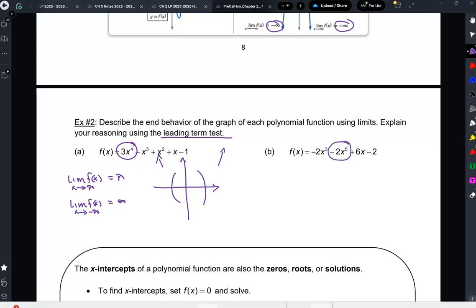This one, the leading term, be careful, this is not written in standard form. This is the leading term. So it's negative 2x to the 5th. Now, by virtue of it having an odd exponent, we know that one is going to go to positive infinity, one is going to go to negative infinity. So I write down my skeleton.